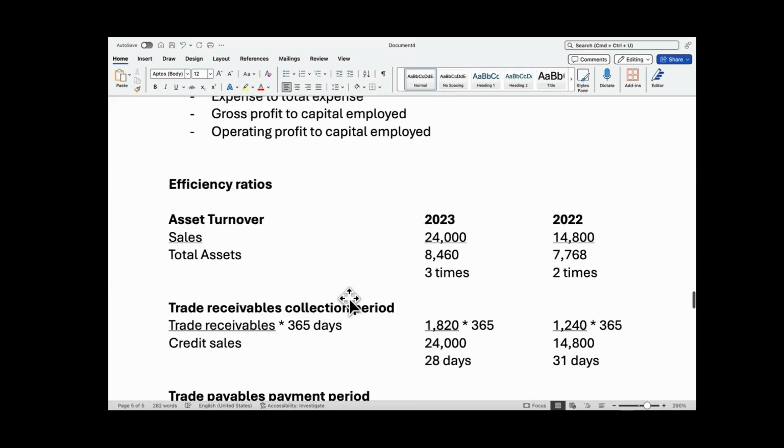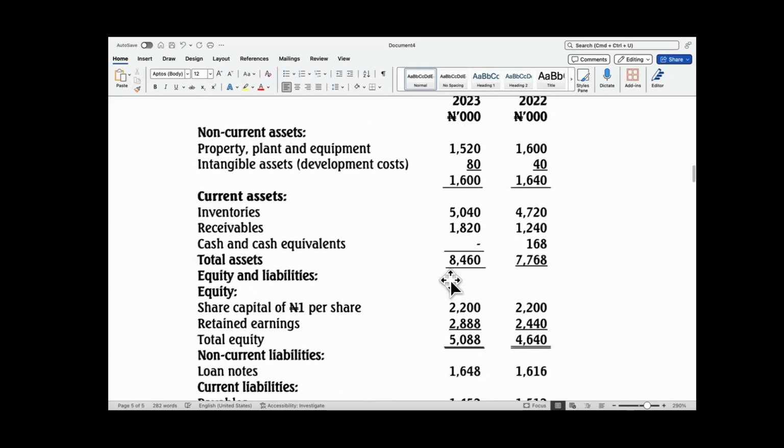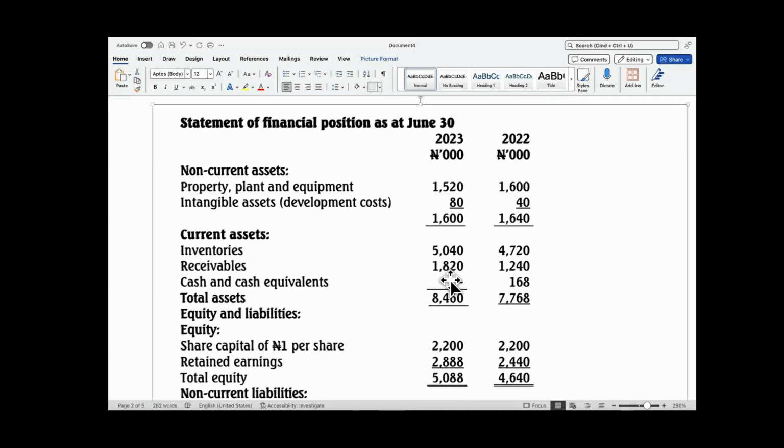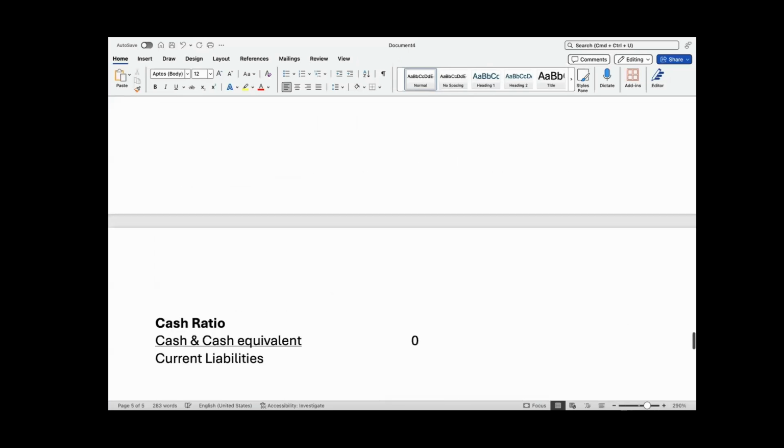This guy does not even have cash in 2023. He's in trouble. He doesn't have cash. Liquidator, but how about in 2022? He's 168. Yeah, again, it's going to be 0. Here is 168.